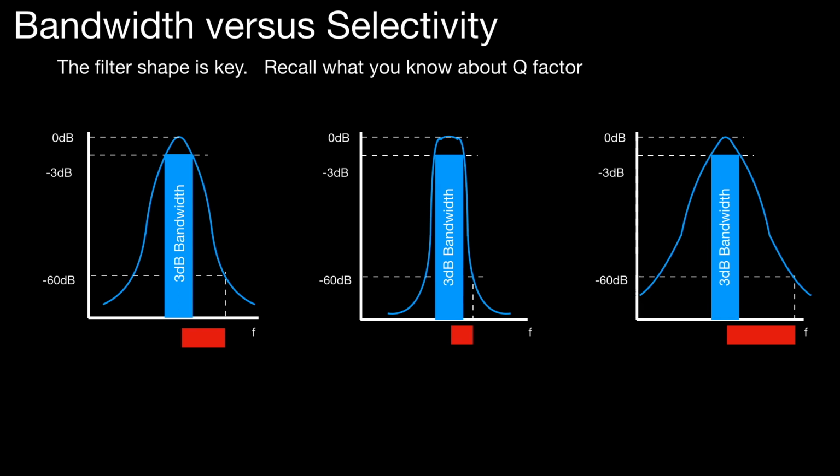So that's a bit of a discussion about bandwidth and selectivity, and the filter shape is key, and I would urge you here to review, if necessary, the video on Q. So form factor then for these curves, and that will remind you then about selectivity. So just recapping on that one again, average selectivity on the left, if we were talking about them relatively, good selectivity in the middle, and poor selectivity on the right.